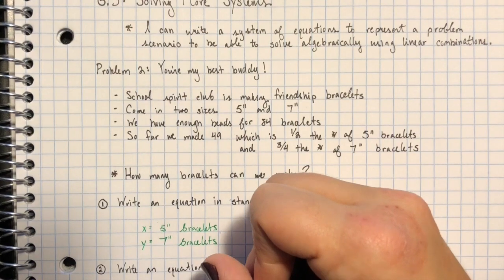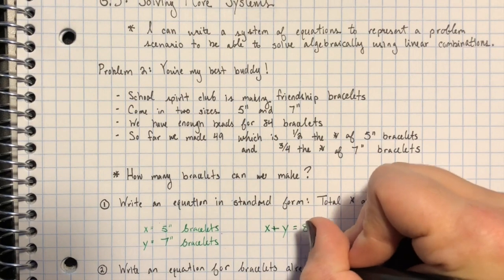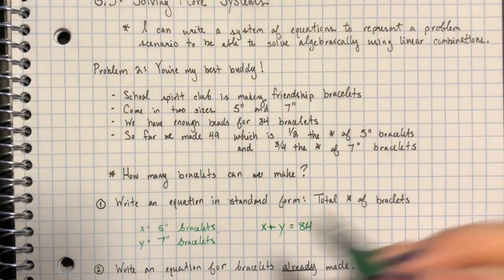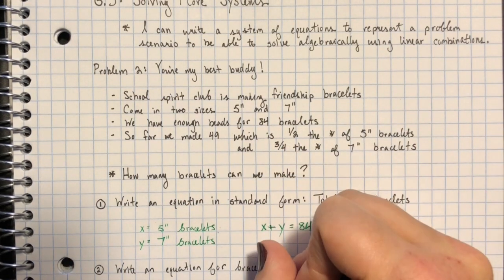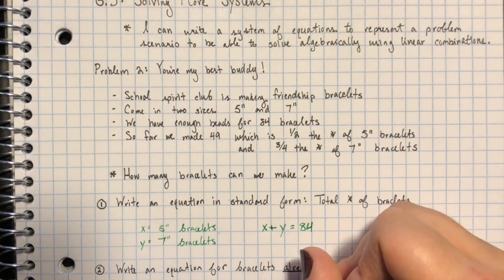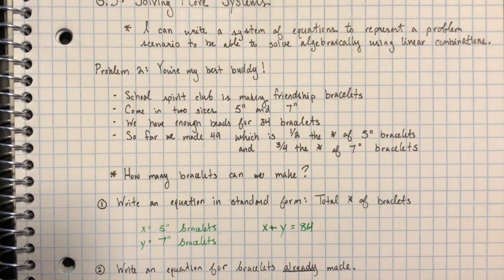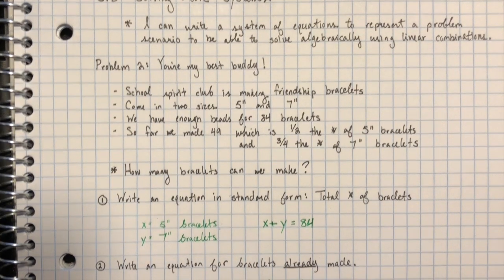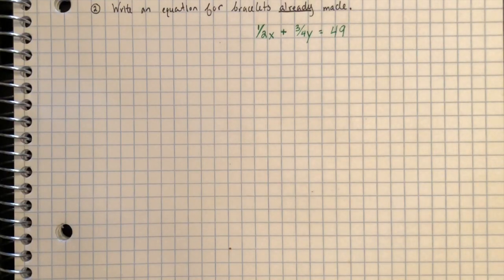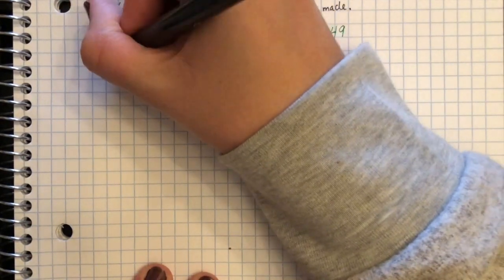Step 2 says write an equation for the number of bracelets that are already made. So if we look back in our notes, there are 49 bracelets already made, and that represents about half of the number of 5-inch bracelets that we're going to make, so half of our x quantity, and 3/4 of the 7-inch bracelets we're going to make, so 3/4 of our y quantity. Sorry about that. Make sure you get that equation down. There we go. So that's the second equation in our system.